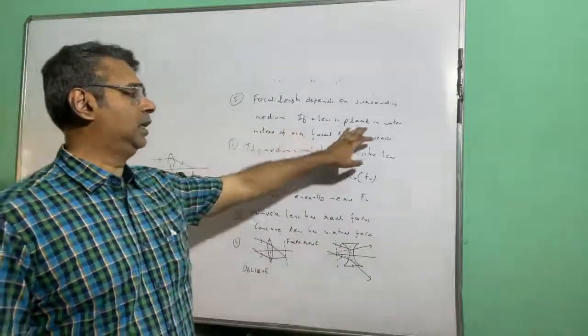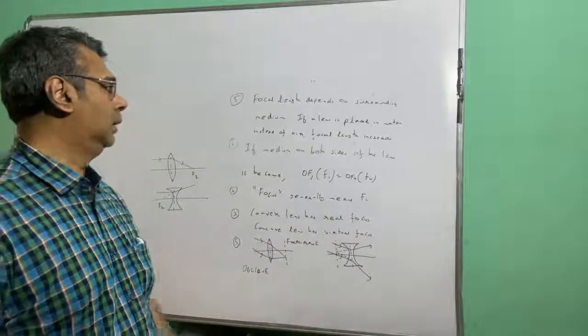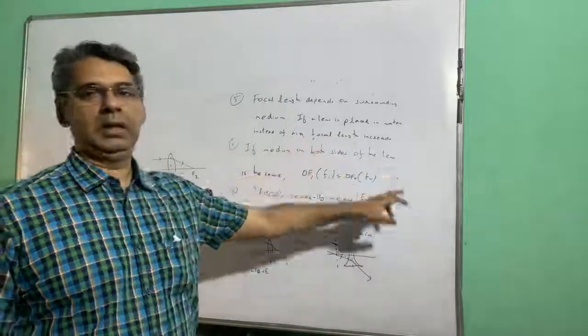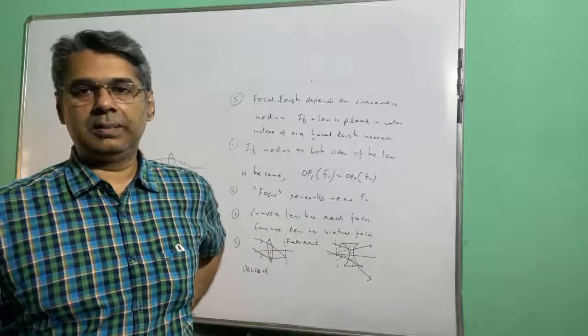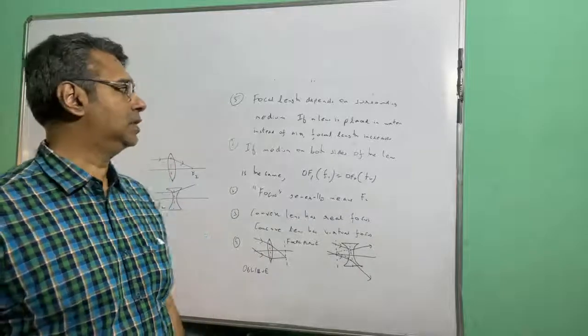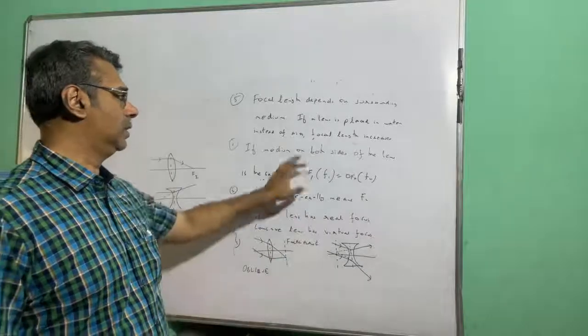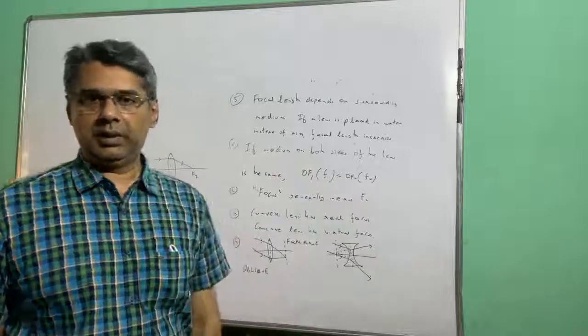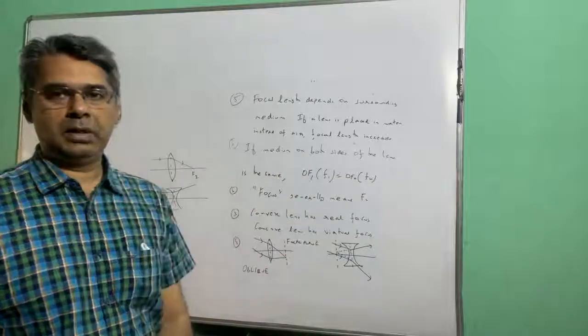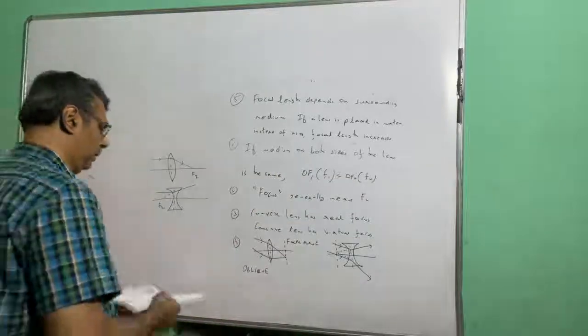So if you place a lens in water instead of air, the focal length will increase. So focal length depends on the surrounding medium. If you place the lens in water instead of air, then the focal length will increase. So it depends on the surrounding medium. That is point number 5.